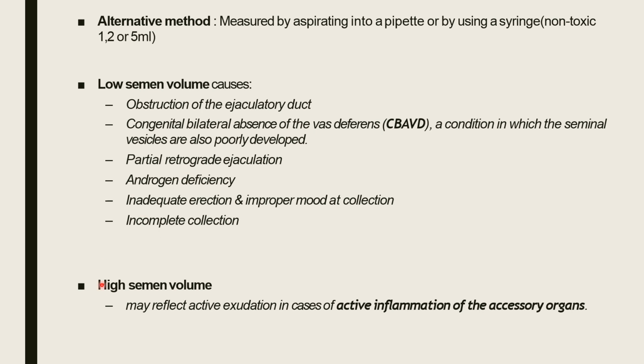So high semen volume may reflect inflammation of the accessory glands. So the accessory glands are producing more fluids, more secretion. We know maximum fractions are coming from the prostate gland and seminal vesicle. So inflammation of these glands would increase the volume of semen.